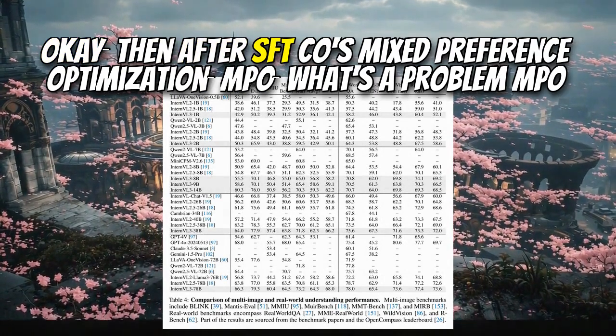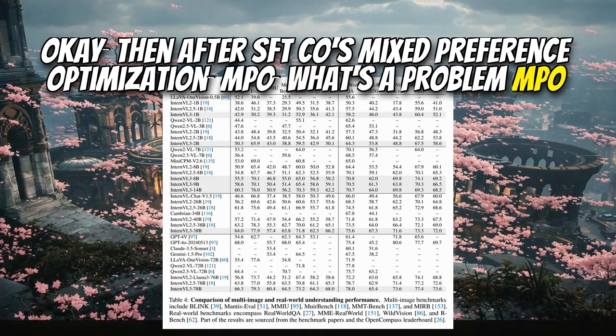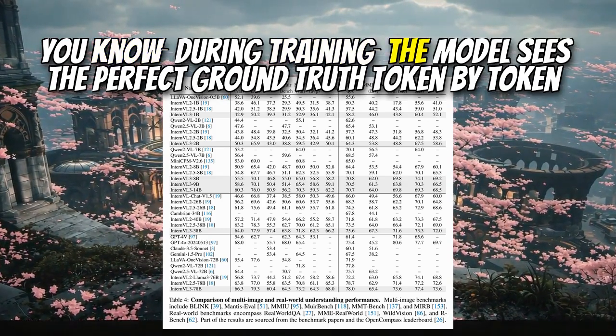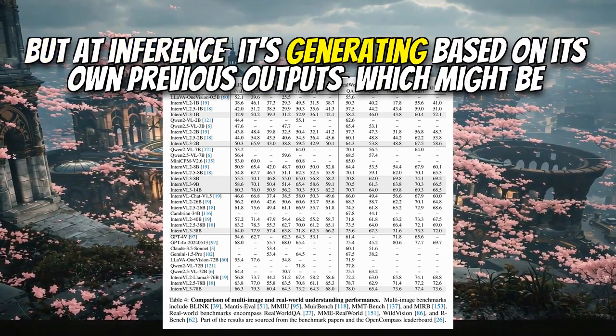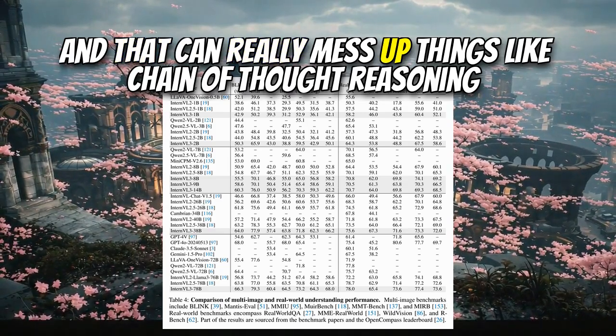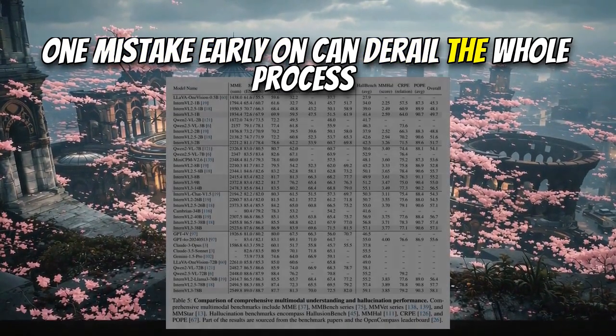Okay, then after SFT comes Mixed Preference Optimization, MPO. What's a problem MPO solves? It tackles the training-inference gap. You know, during training, the model sees the perfect ground truth token by token. But at inference, it's generating based on its own previous outputs, which might be wrong. Exactly, and that can really mess up things like chain of thought reasoning. One mistake early on can derail the whole process.